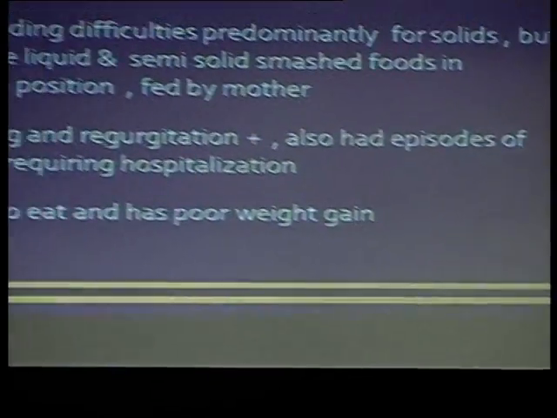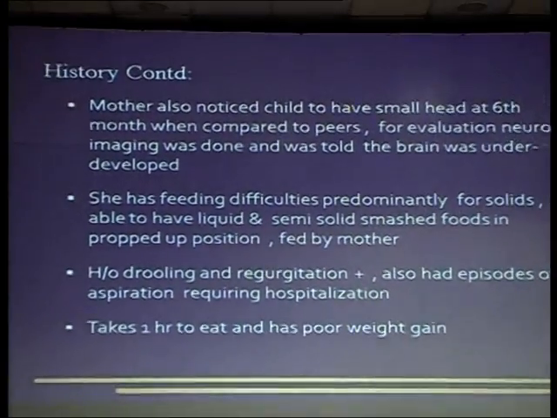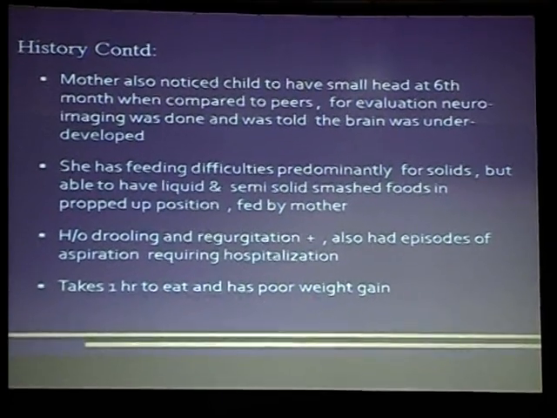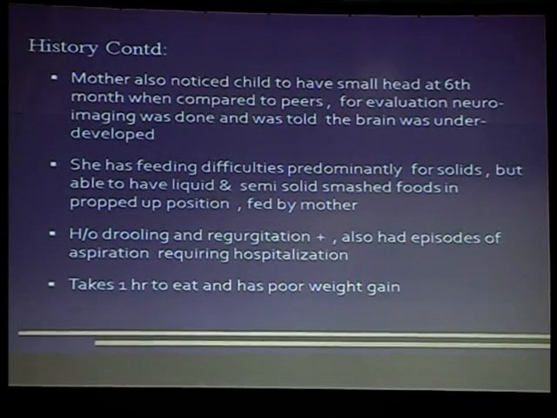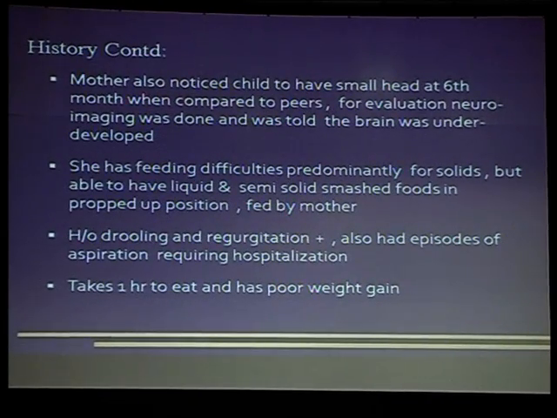In this child, the mother also noticed the child to have a small head at 6 months when compared to the elder child. For evaluation, a neuroimaging was done and she was told the brain was underdeveloped. The mother has also noticed the child to have feeding difficulties, predominantly for solids, but the child is able to have liquid and semi-solid mashed foods in a propped up position, which is fed by the mother. She also has a history of drooling and regurgitations, and also had episodes of aspiration requiring hospitalization in the past. The child takes a long time, almost 1 hour, to take a small meal and has poor weight gain.